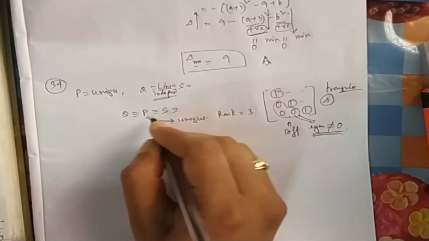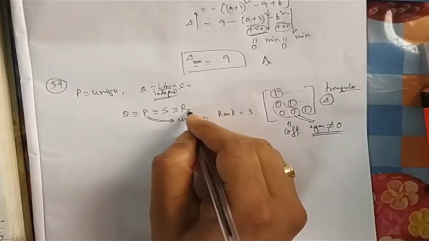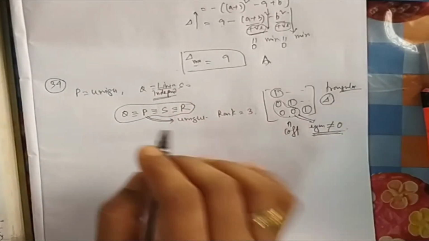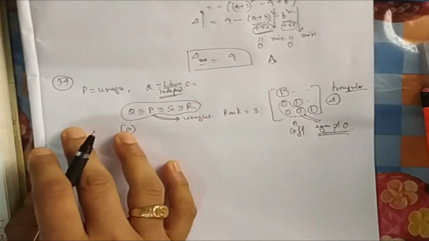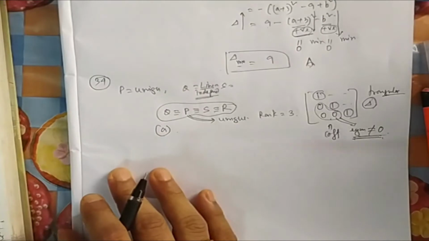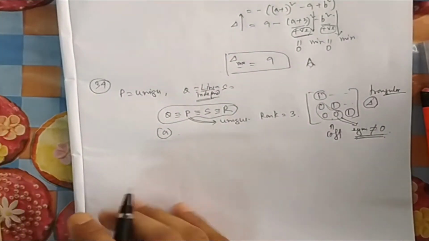So P also represents your R. All these are the same, equal. They are equivalent statements, one complements another. So option A is the correct one.